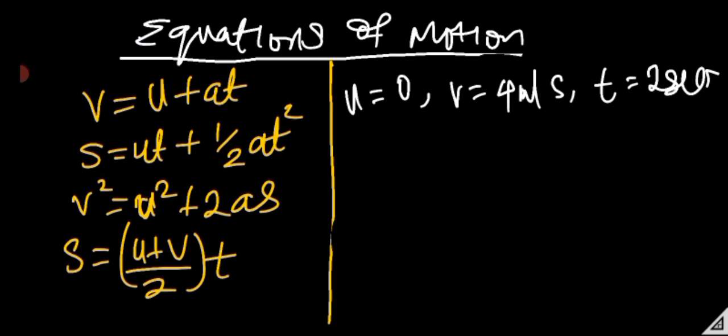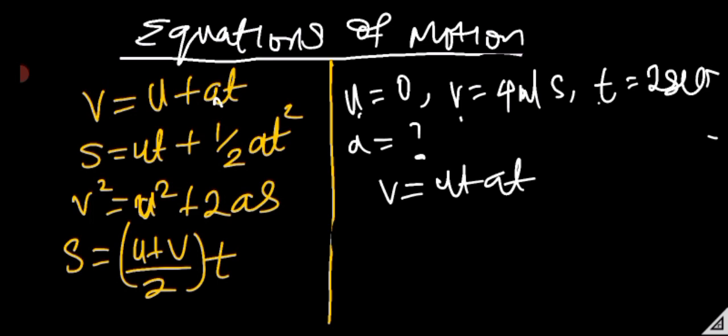When you see this kind of question, first of all you go to your equations of motion. Which equations have these parameters? Equation 1 has v, u, and a, and a is what you are looking for, since they say find the acceleration. We also have t. So we are suitable to use equation 1: v is equal to u plus at.